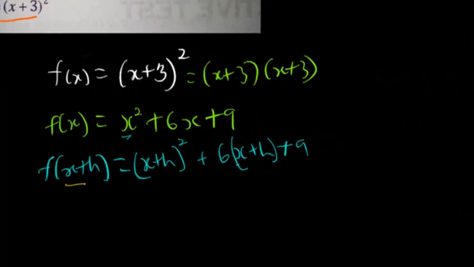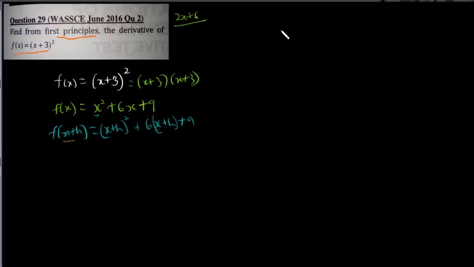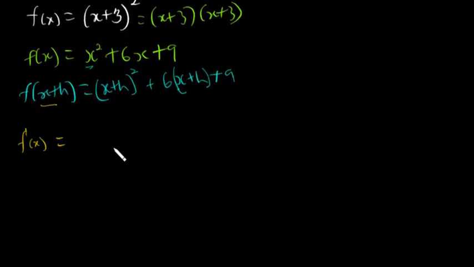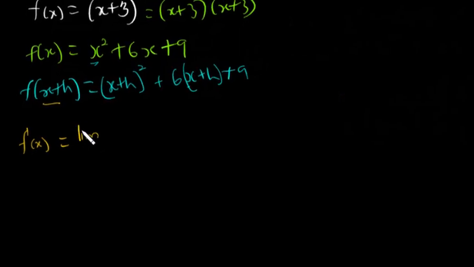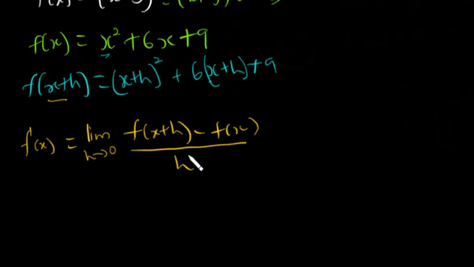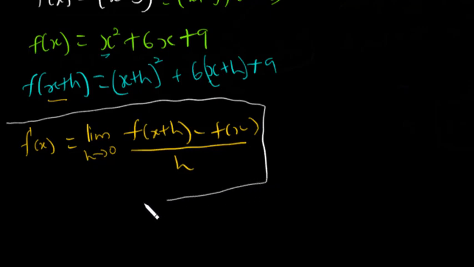Okay, all right, let me clean this session so that we continue. So if I'm to find the derivative of the function, or differentiate it from first principles, so f prime of x, which is the first derivative, will be equal to the limit as h goes to 0 of f of x plus h minus f of x, all divided by h. So that is the formula we're going to use to find the derivative of the function from first principles.